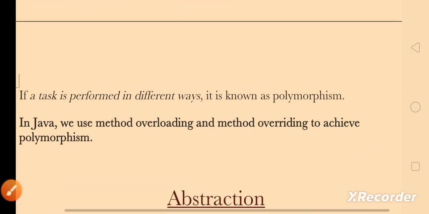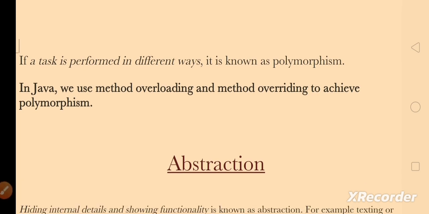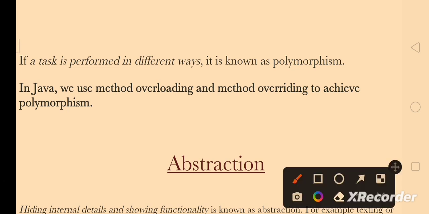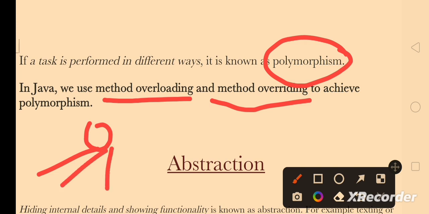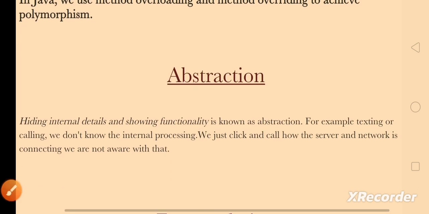Now, polymorphism. If a task is performed in different ways, it is known as polymorphism. In Java, we use method overloading and method overriding. These are the two ways to implement polymorphism. Polymorphism is nothing but the different ways to do a single task.